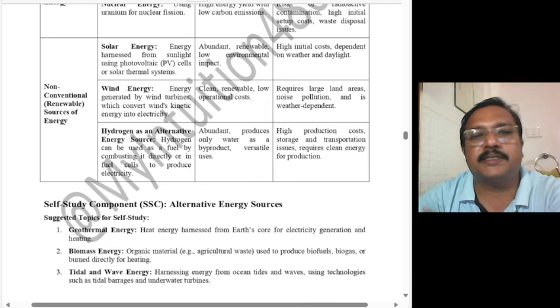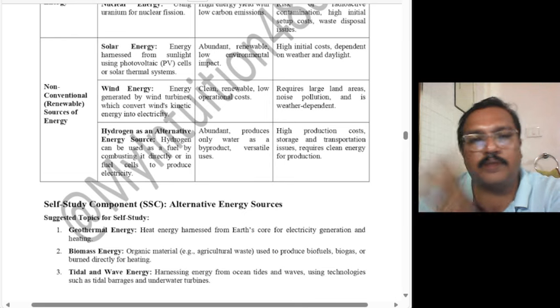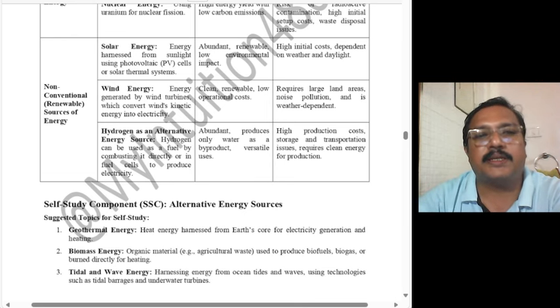Hydrogen combines with oxygen to produce water, as well as giving us electricity. So the advantage is that hydrogen is abundant, and when it is used, it only produces water as a byproduct. So it is very clean, and it can be used in many ways, from vehicles and cars to even power plants. Limitations: producing hydrogen can be costly and challenging because it requires very clean energy to separate it from other elements. Storing hydrogen at high pressure, as well as its transportation, is also somewhat difficult.